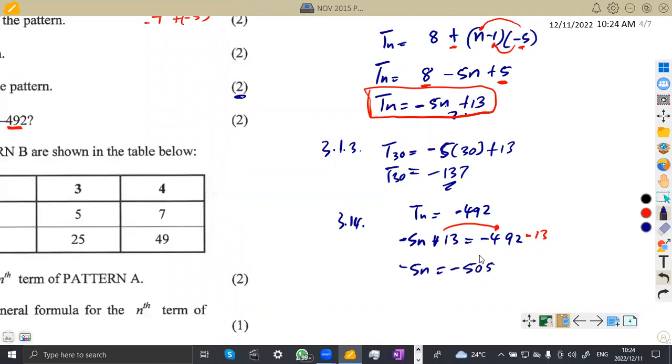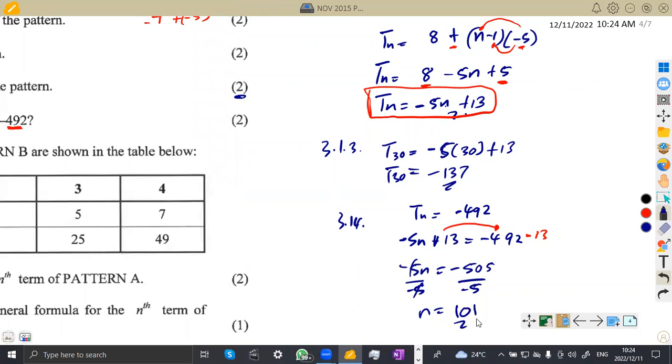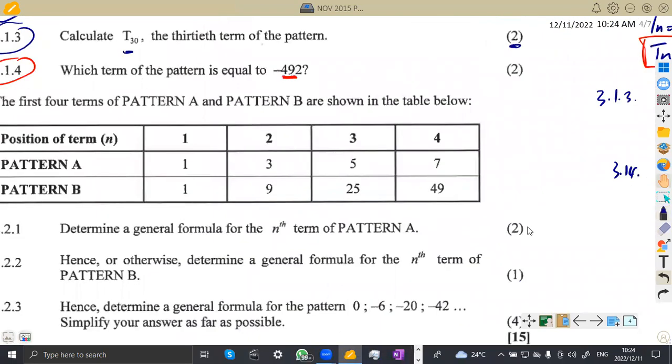All right, so to find n, we can just divide by negative 5 both sides. So n is equal to what? Negative 505 divided by negative 5, that is 101. So we're talking about the 101st term. All right, so that was the value of n.